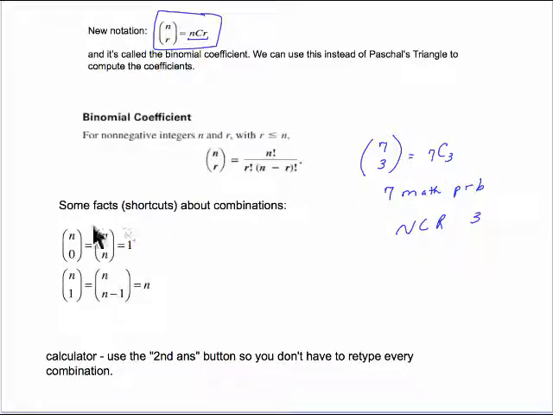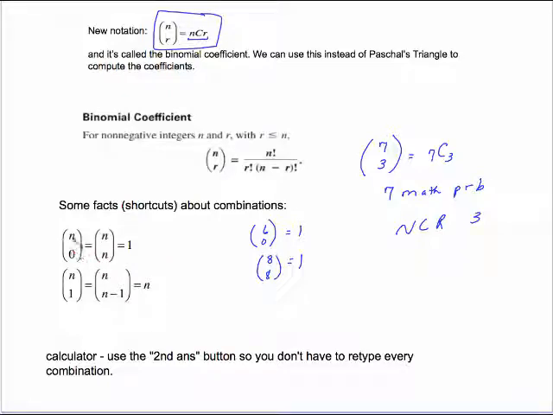Now, there are some facts or shortcuts about combinations that can be very helpful. If you have any number n choose 0, nC0, it is equal to 1. So if you have to evaluate 6C0, you don't have to type that in the calculator. 6C0 automatically is 1. By the same token, 8C8 is 1. And rather than memorizing, maybe understand why this is.